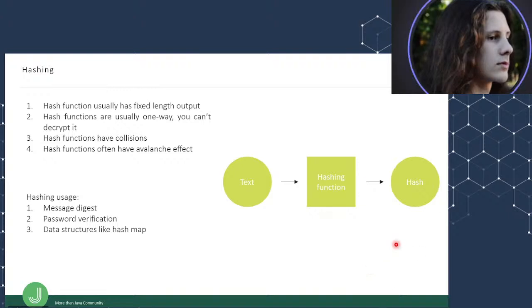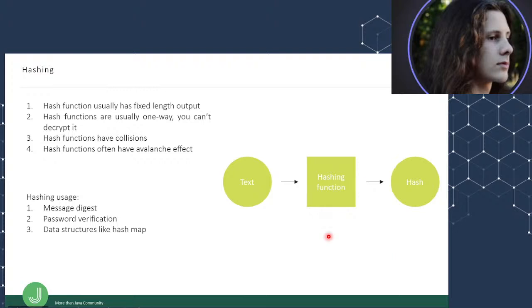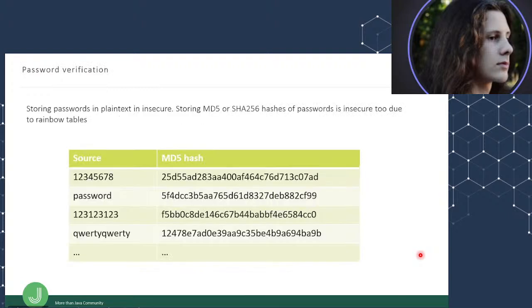Where is hashing used? It's used in message digests, password verification, and some data structures like hash maps. We will not cover hash maps today, so I hope you know how a hash map works internally. If not, it's a great reading. Please take a look at it. Let's start with password verification.